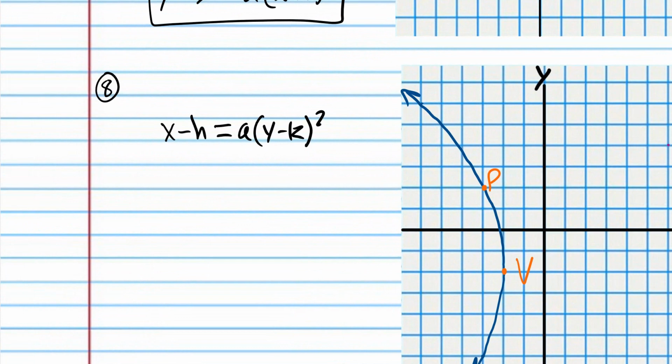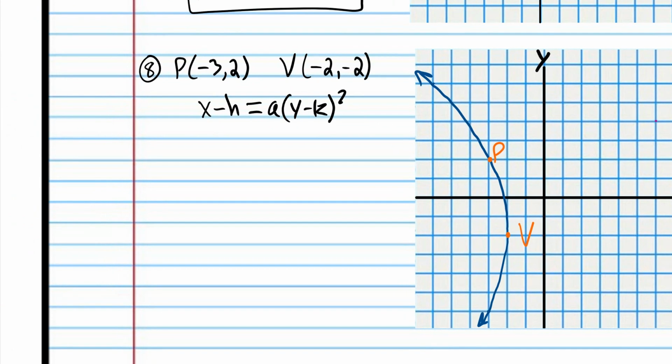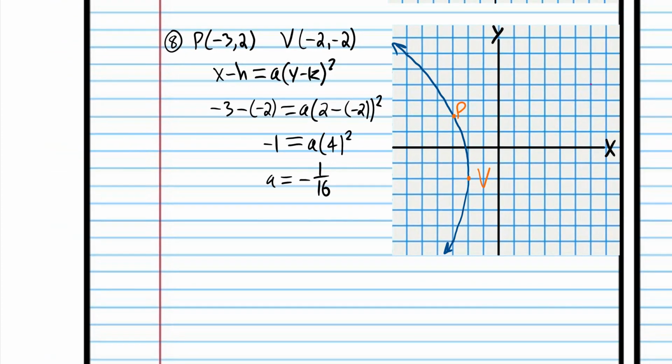All right, we're back. So the point on the parabola is negative 3, 2. And the vertex is negative 2, negative 2, the coordinates. And the x value of our point is negative 3. The x value of the vertex is negative 2. The y value of the point on the curve is 2. The y value of the vertex is negative 2. So we have negative 3 plus 2 is negative 1. 2 plus 2 is 4. And so we end up with a is equal to negative 1 over 16. A should be negative because the parabola is opening to the left. It would be positive if it were opening to the right.